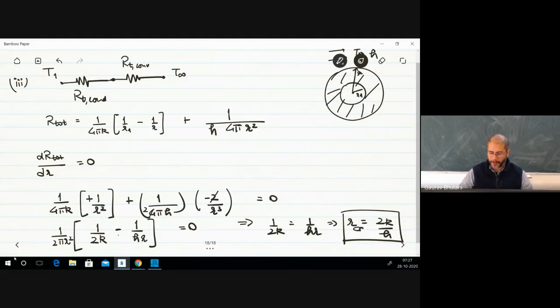So that means that you can take the second derivative also, and check that d2 R total by dr squared is greater than 0, since we are expecting the resistance to be minimum at the critical radius, that means this is a minima. You check it yourself. So we do see that there's a critical radius associated, which is 2k by h in this spherical insulation as well.